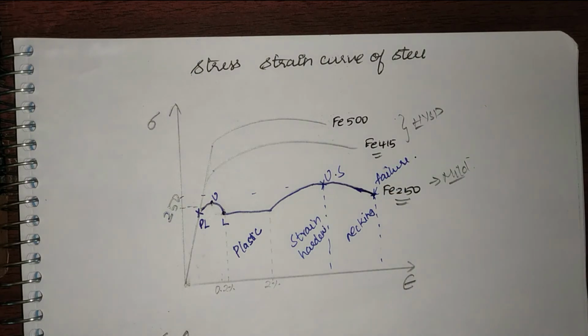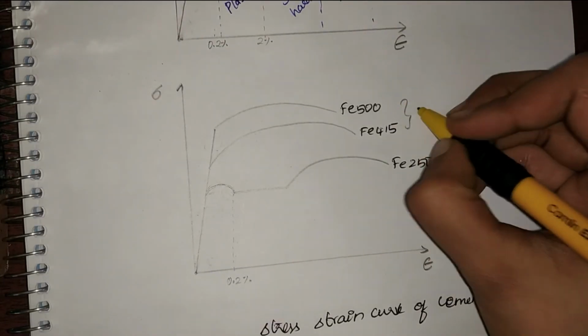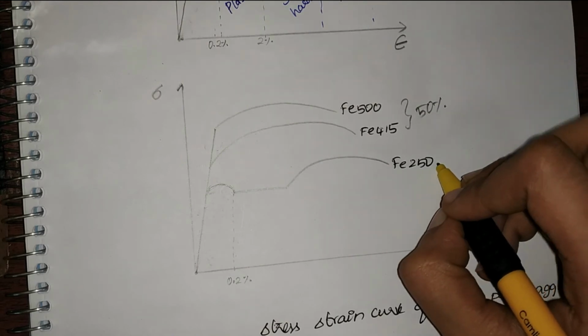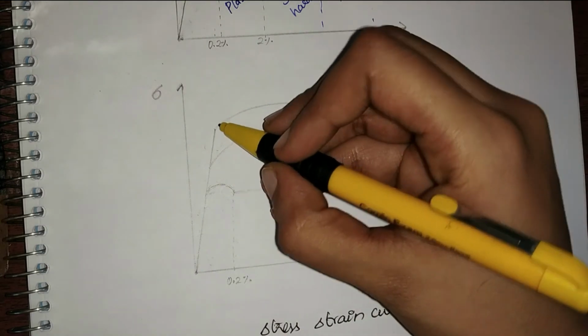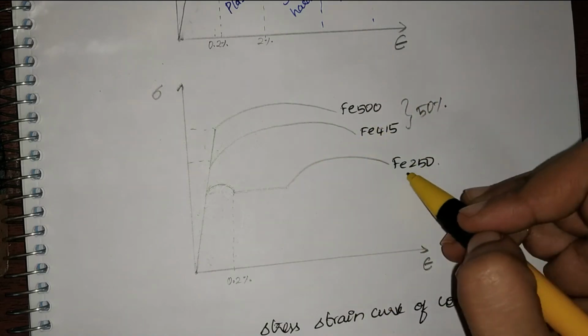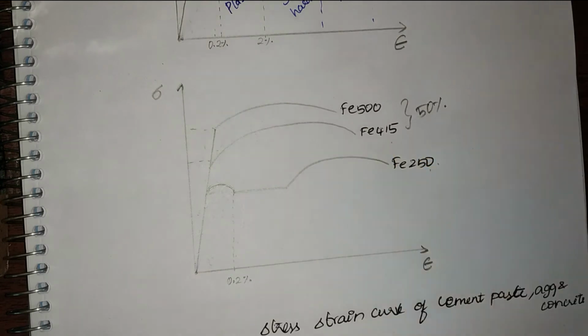So let us look into the yield strength of HYSD bars. We know that HYSD bars have 50% higher yield strength than that of Fe250. That is the reason why they are at higher stresses. They are able to take higher stresses here, and that is why their curves are higher than that of Fe250. Now let us look into Fe415's curve.